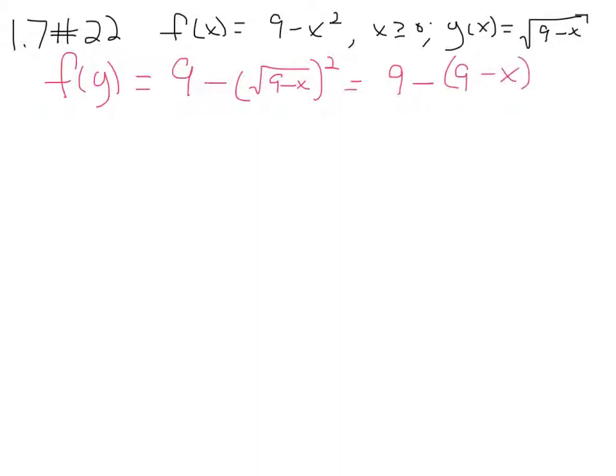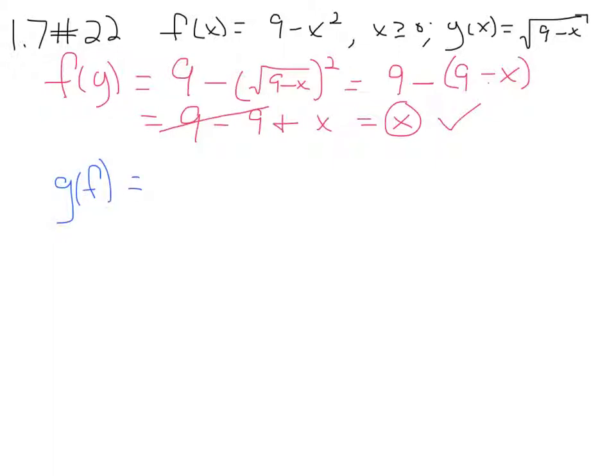9 minus x. Now this minus we can distribute. This minus makes that a minus 9, and minus a minus x makes that a plus x. The positive 9 and the negative 9, we're adding and subtracting the same thing, so they'll cancel, leaving us with just our x. So f of g is good. Now what about g of f?